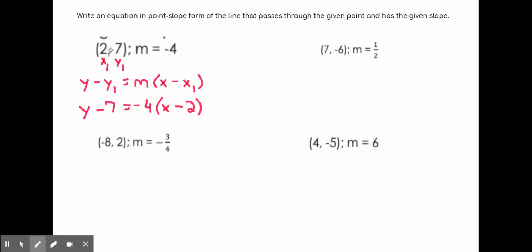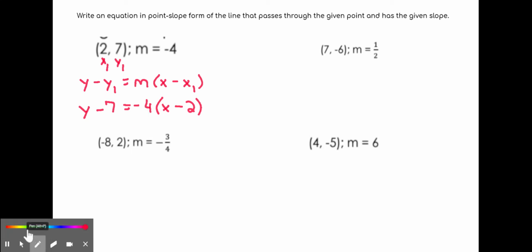What I want you to see is this was a +7 up here. It's a -7 in the form. This was a +2 up here. This is a -2 in the form. Notice that the signs change from the point you started with. Okay?